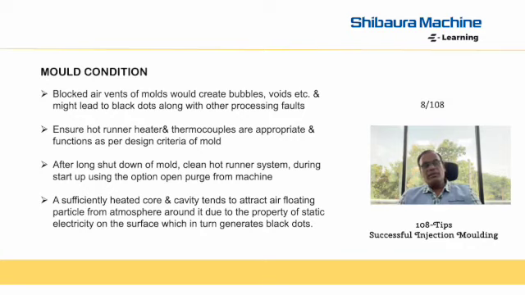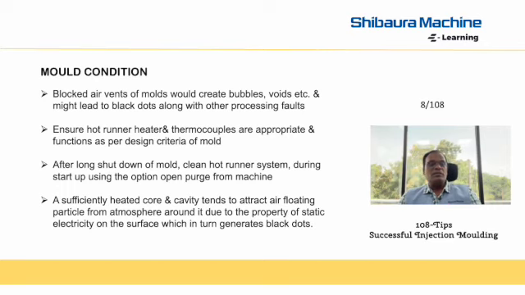Similarly, if the mold has a hot runner system, the heaters and thermocouples of the mold are supposed to be maintained as per the design criteria of the mold manufacturer. If there is a deviation in the specifications of the heater or the thermocouple, there can be a chance of temperature overshoot, which can lead to degradation of material and ultimately contribute to black dots. So ensure that the heaters and thermocouples in the hot runner system of the mold are as per the design specification of the mold.